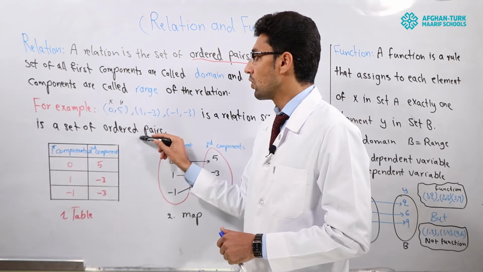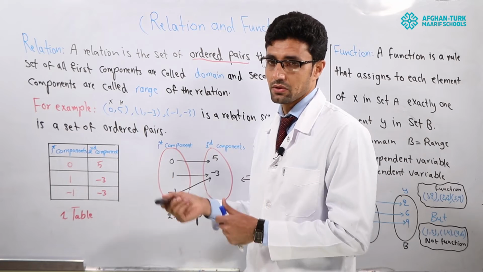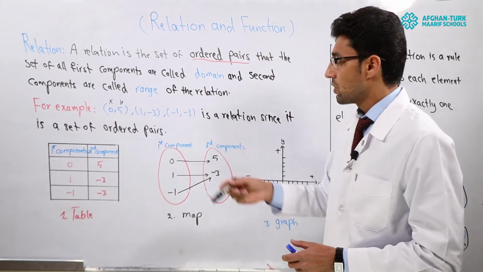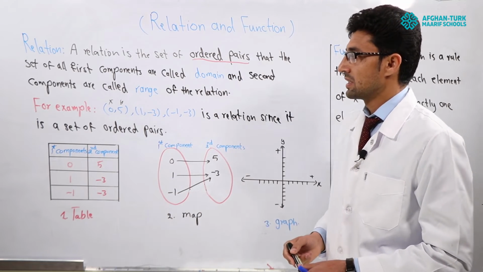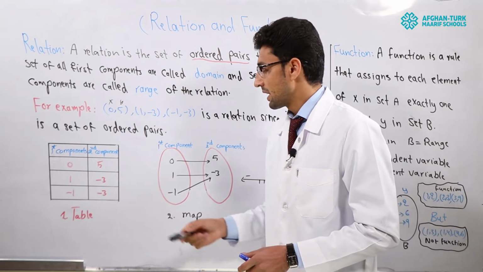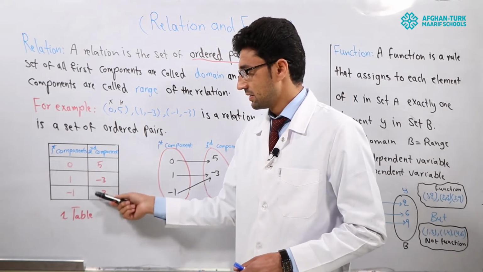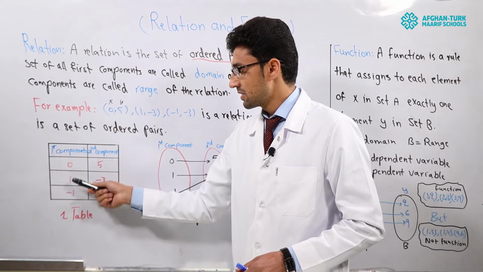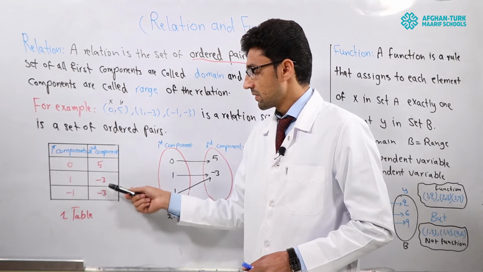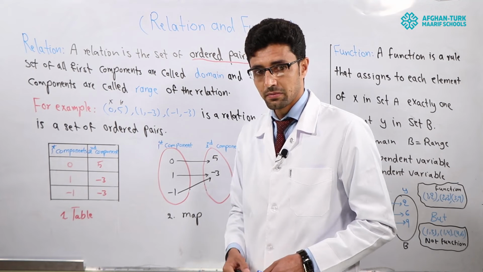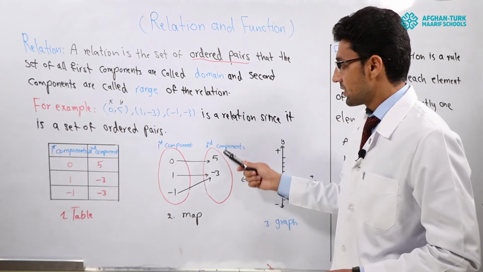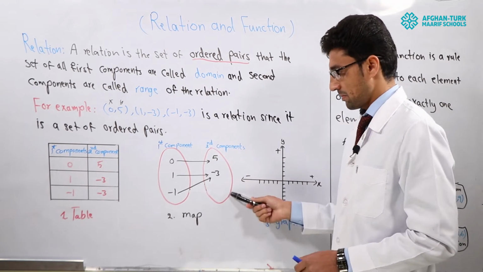Okay, here it is said that these three ordered pairs are a relation since it is a set of ordered pairs, as I told you. Now we can show a relation in three ways. The first one is as a table: the first components are 0, 1, minus 1, and the second are 5, minus 3, minus 3. And also we can show it as a map.